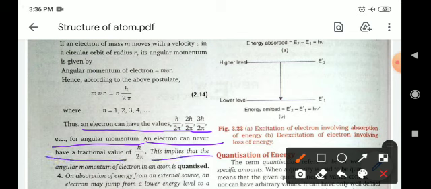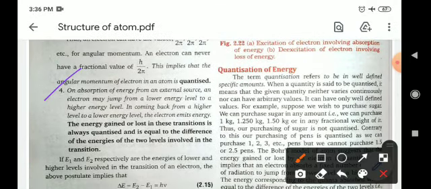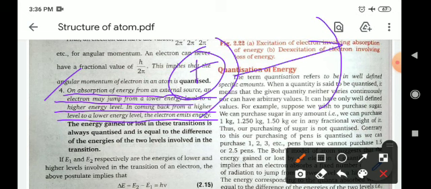This implies that the angular momentum of an electron in an atom is quantized, which means it should have a specific value. Now, on absorption of energy from an external source, an electron may jump from a lower energy level to a higher energy level. In coming back from a higher to a lower energy level, the electron emits energy. So an electron will jump from a lower energy state to a higher energy state.